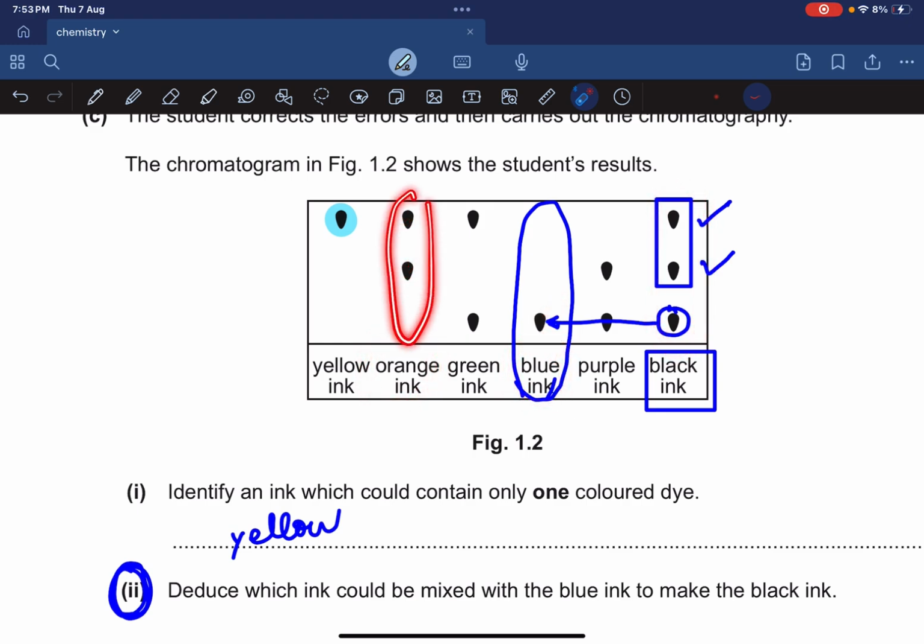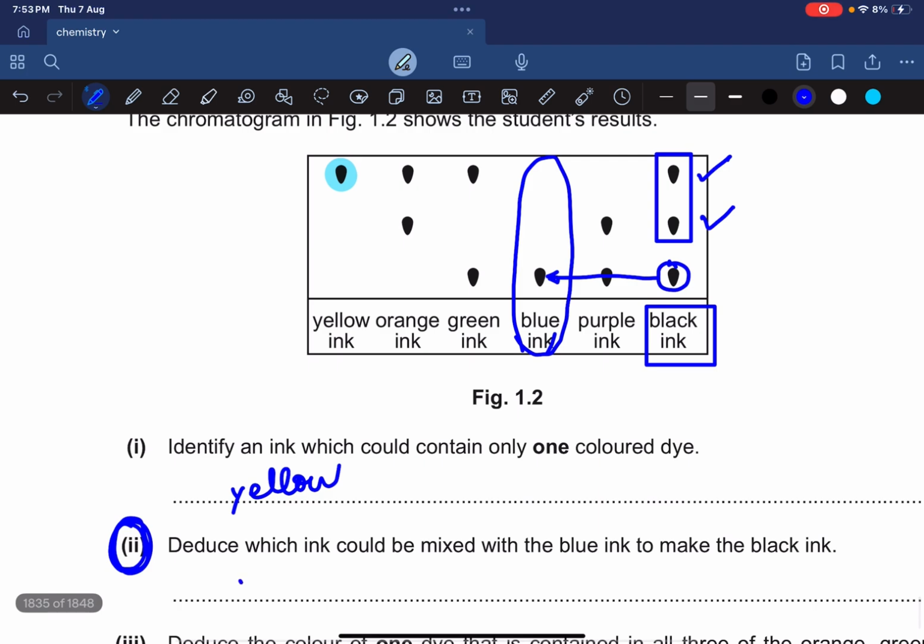If we mix the orange ink, which is the upper 2 dyes, and the blue ink, which has the lower dye, we can get the black ink. So the ink which could be mixed with the blue ink is orange ink.